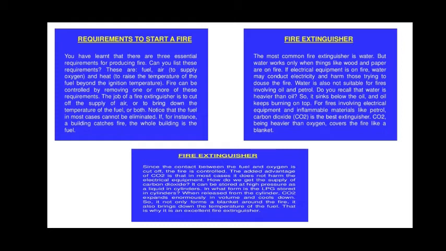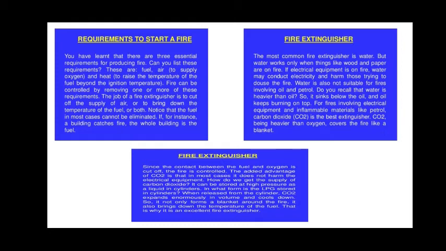But if you want to put off the fire, out of these three things you have to cut down one of them. So when you cut down one of them, you can easily put off the fire. So fire can be controlled by removing one or more of these requirements. The job of the fire extinguisher is to cut off the supply of air, or to cut down the temperature of the fuel, or both. So you have to select the fire extinguishers which will do both of these or any one of these.